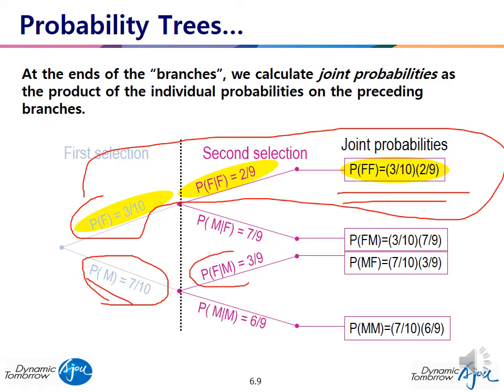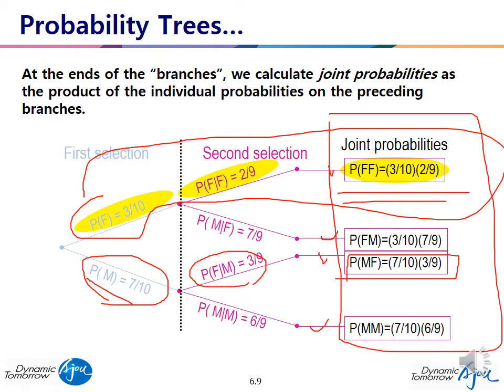The first selection is a male. Second selection is a female. So the male-female probability you can calculate it like this. For the other branches you can calculate in the same way. If you add all the joint probabilities here, what is the answer if you add all of them? Think about that. It's equal to 1.